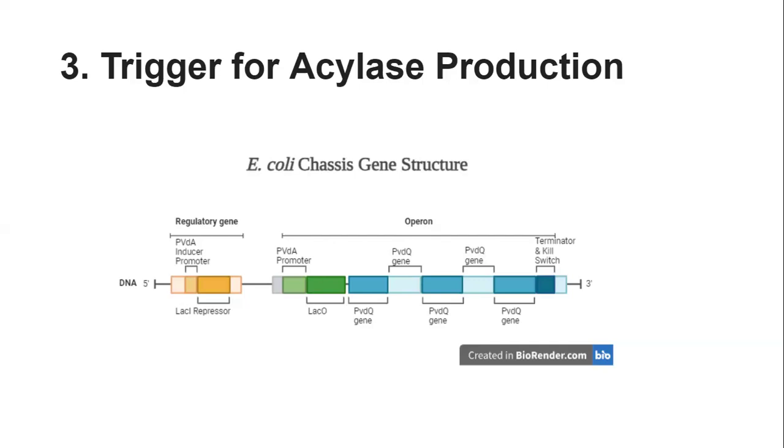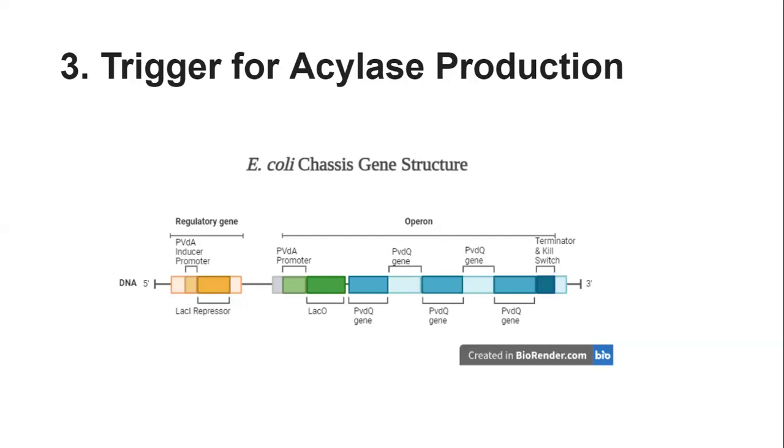So a PVDA inducer promoter will be responsible to trigger any signal for pyoverdine in the environment. So our PVDA inducer promoter will remain inactive unless the environment contains the pyoverdine siderophore, which will be produced by Pseudomonas aeruginosa. The reason why we are triggering pyoverdine siderophore is because pyoverdine tends to have a higher affinity to iron compared to the other siderophore present in Pseudomonas aeruginosa. So our gene of interest, you can see it together with the lac operon.